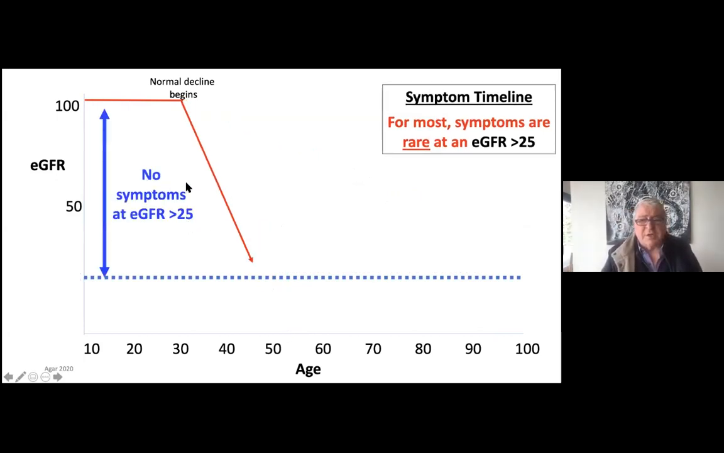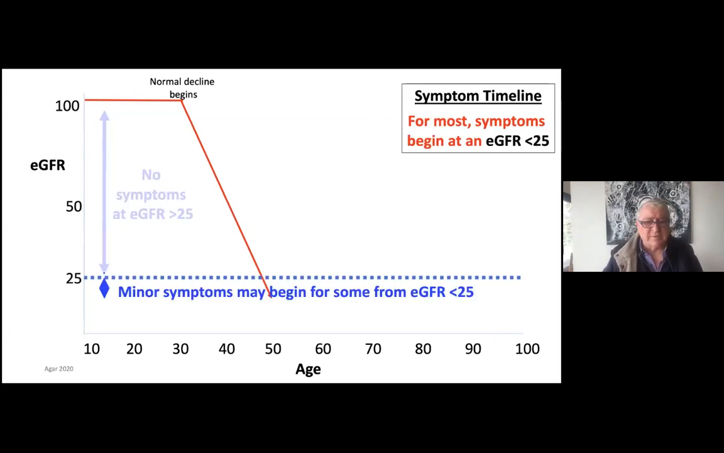So there are no symptoms until the eGFR drops, certainly into the 20s. And if you have symptoms in that time, we really need to think carefully about whether there are other reasons why you are feeling as you are. Because kidney function itself rarely explains significant symptoms until the eGFR is, we'll say, 25 to 30 or less. I've used the term 25.